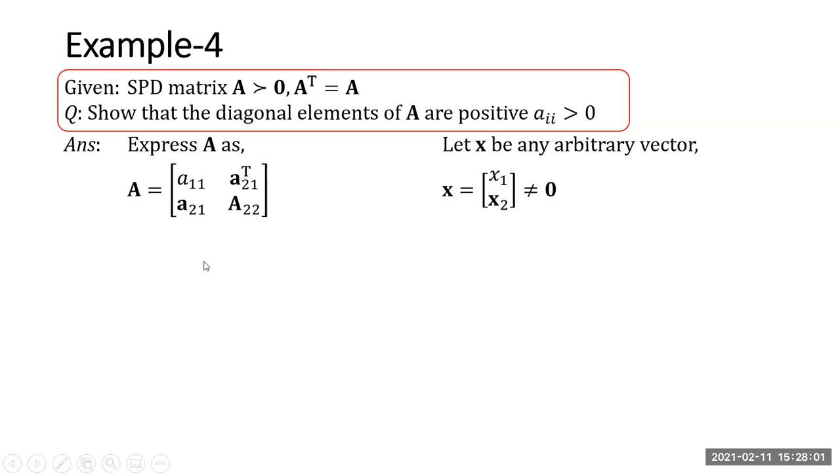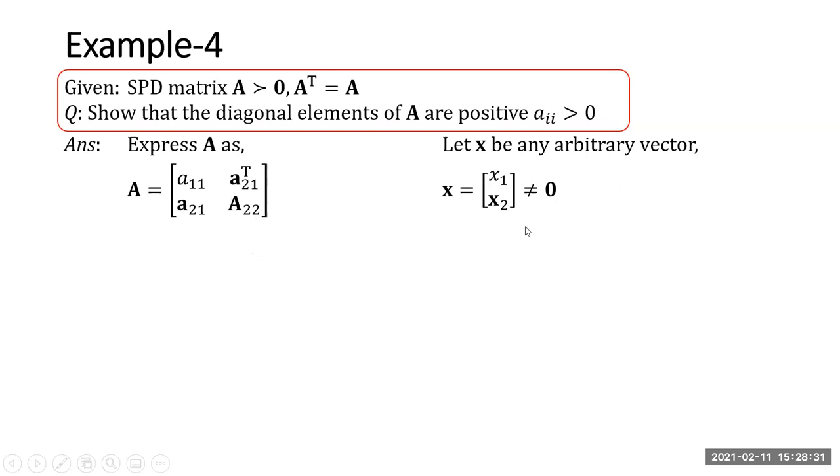Okay, and since A is symmetric, excluding A11, the first row should be A21 transpose. Correct? Yes. And excluding the first row and the first column, this block is A22, this matrix.